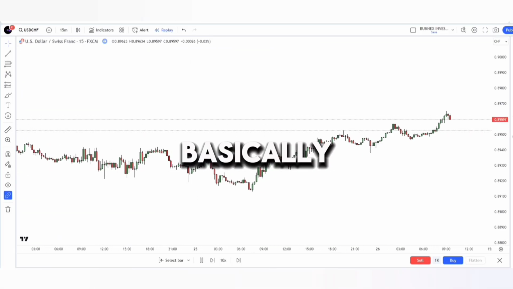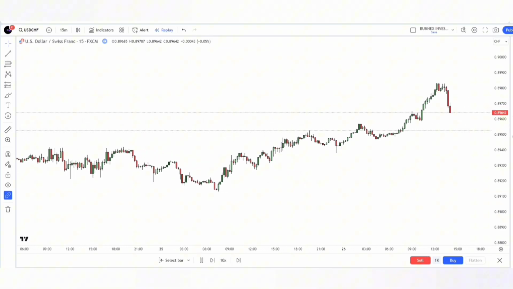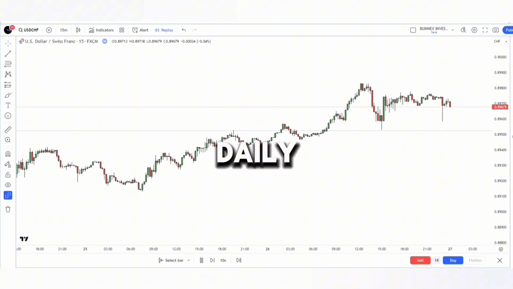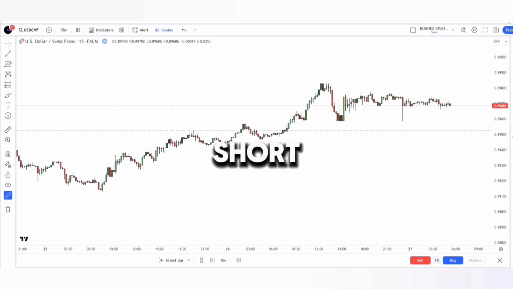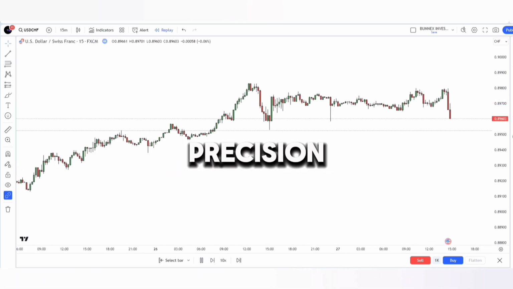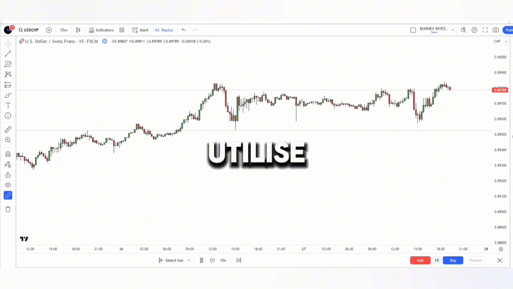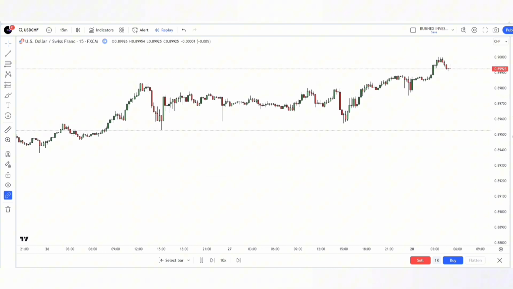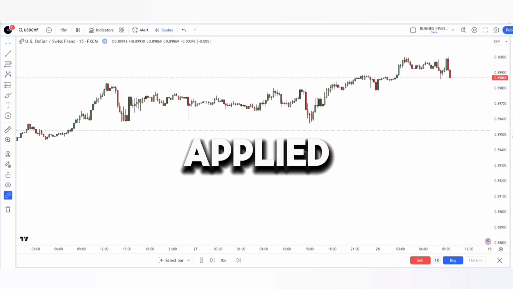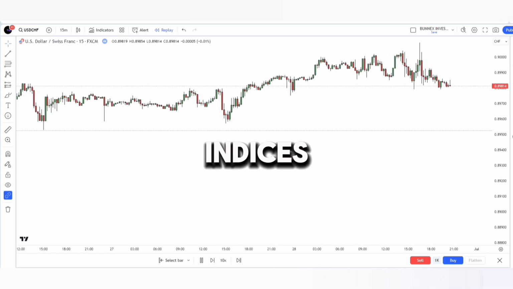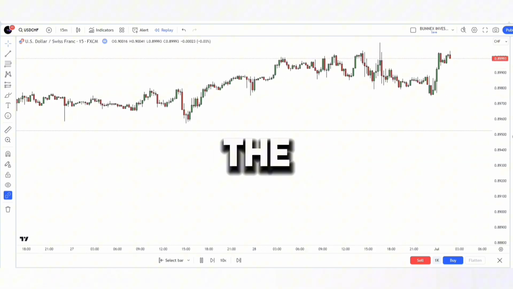Scalping is basically an in-and-out trading style. Trades are usually exited at 30% of the average daily range, or a DRM short of the market pair. Fast execution and precision are required to utilize this particular strategy. The time frame of observation is going to be M15, and it can be applied on all tradable assets except indices. Let's dive right into the procedure.